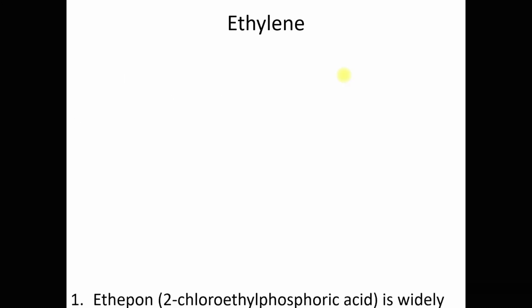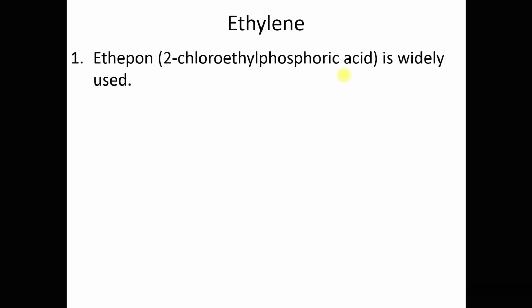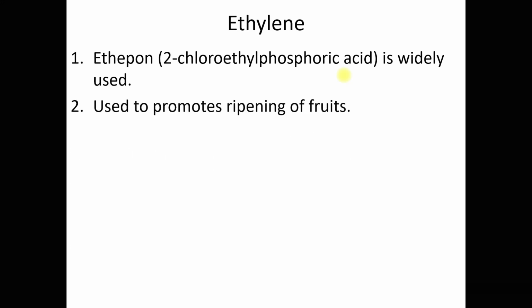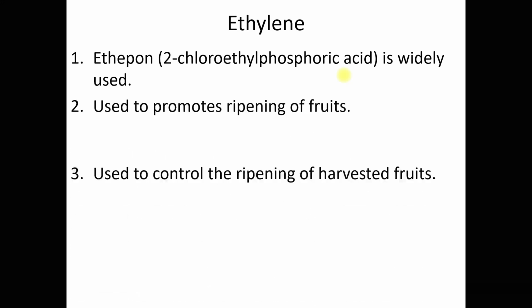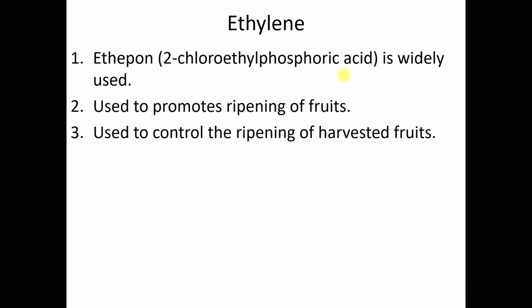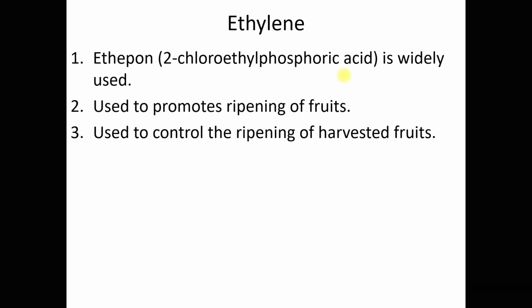Now ethylene. The type of synthetic ethylene that is widely used is ethephon. It is used to promote ripening of fruits, and to control the ripening of harvested fruits. Only three uses. So this is how synthetic ethylene is used in agriculture.